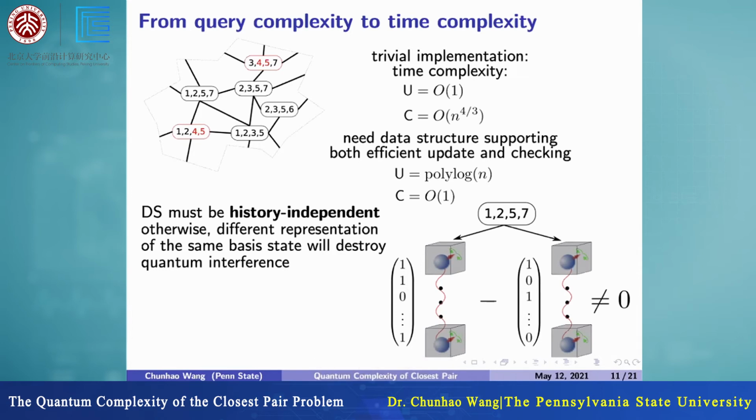At some point, by quantum interference, we might expect them to cancel each other. But because they are different, they cannot cancel each other. So the quantum algorithm will give you the wrong answer. That's why history independence is very important here.